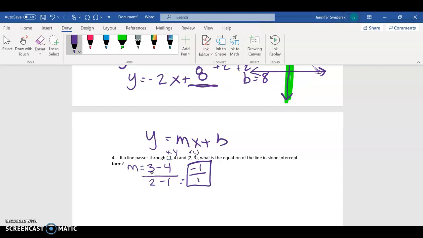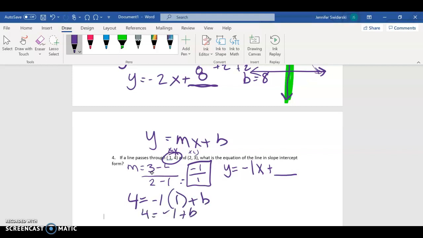It doesn't matter which point you use to plug back in to solve for your b, right? We have my m. So I know y is equal to -1x. Now I need to solve for b. I'm going to use 1, 4 because I feel like it. You can use 2, 3. You should get the same answer. Y is 4, because we have x and y: y equals my slope, -1, times x. My x is 1, plus b. 4 equals -1 plus b. I'm going to add 1 to both sides. I should get 5.